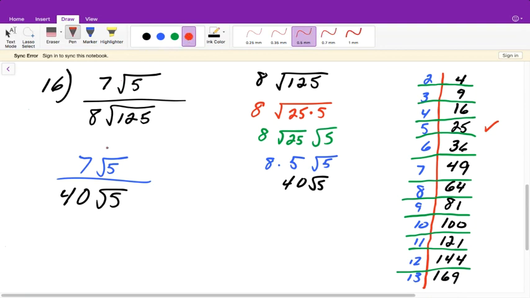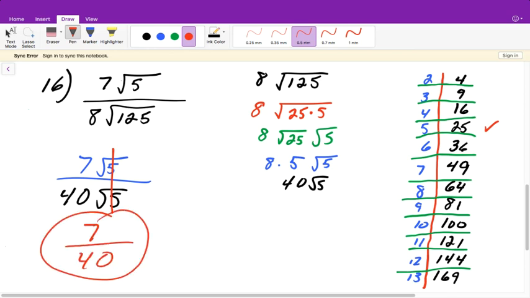All right, now, anytime I'm multiplying and dividing by the same number, I know that they cancel each other. Square root of 5 divided by square root of 5 is 1. So they will cross each other out, and our final answer is simply 7 divided by 40. And since 7 over 40 can't reduce at all, that is our final answer.